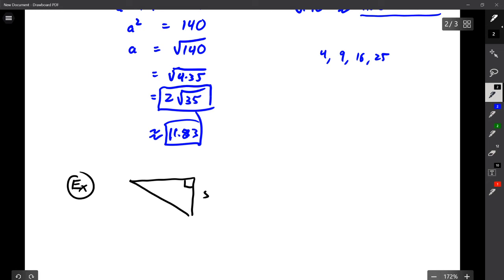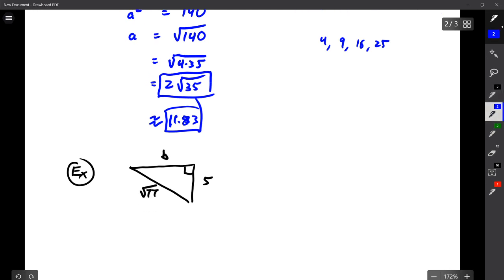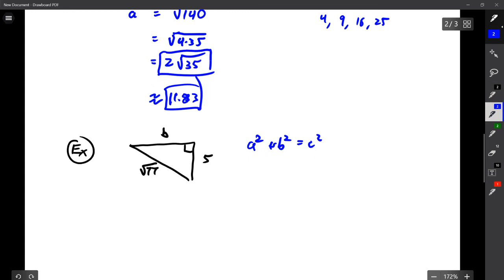So let's say this is 5, this is b, and this is root 77. So our formula again, a squared plus b squared equals c squared. Let's plug in what we know. I know a is 5, so that's 5 squared plus b squared. I don't know what b is yet. Equals the square root of 77 squared.